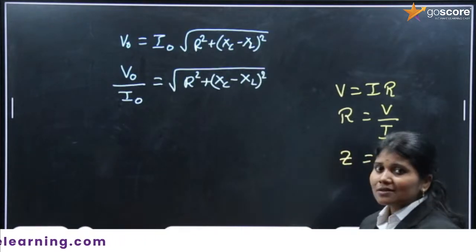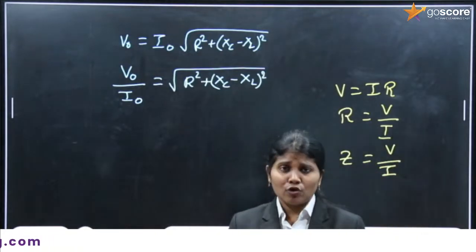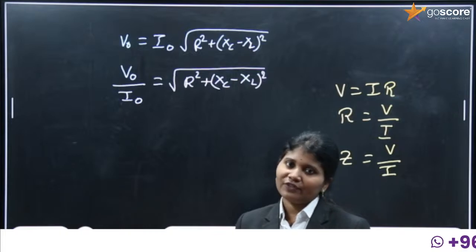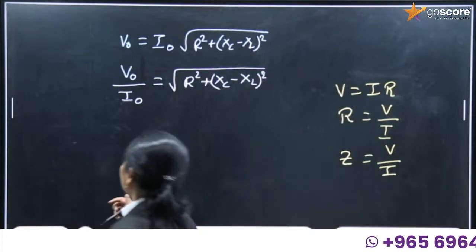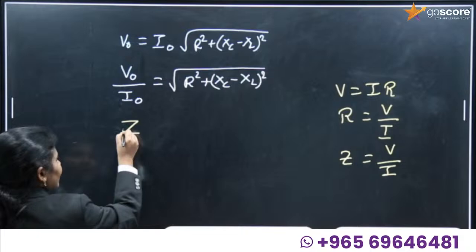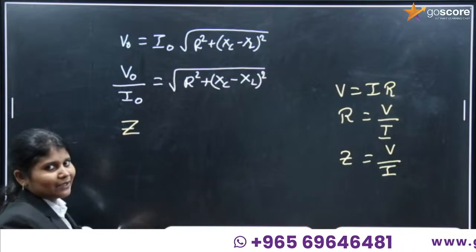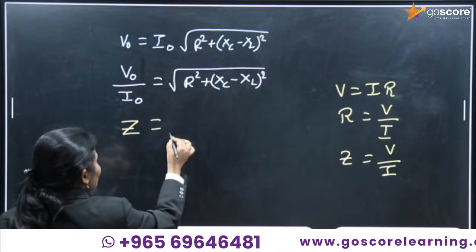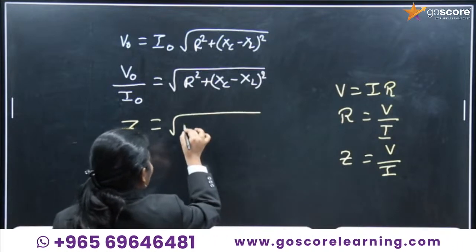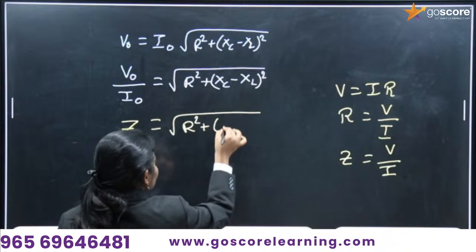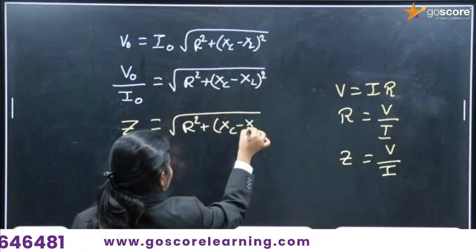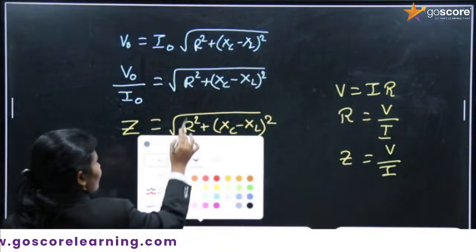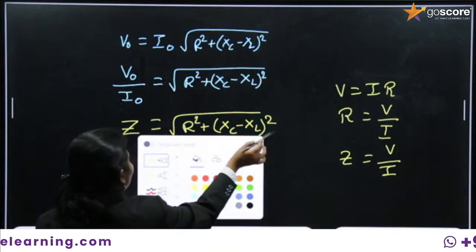What is the resistor doing in the circuit? It opposes the flow of current. Impedance is also doing the same here, opposing the flow of current. Here V naught by I naught is equal to what? Z naught or Z. I am considering it as impedance Z. Z is equal to root of R square plus (XC minus XL) whole square. This is the formula for impedance.